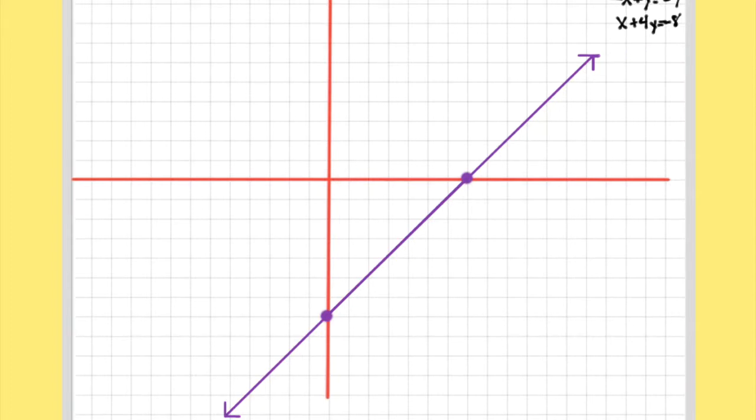So let's look at our second line. Let's find our x-intercept by plugging in 0 for y. We get x is -8. And we find our y-intercept by plugging in 0 for x. And we get y is -2. So we got our 2 points. We're going to graph our line.